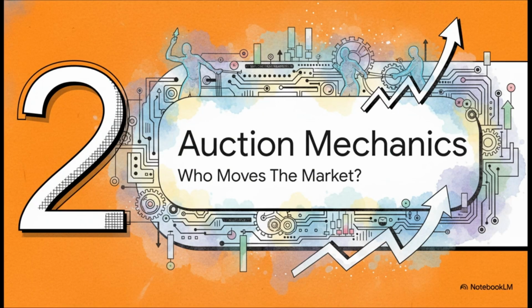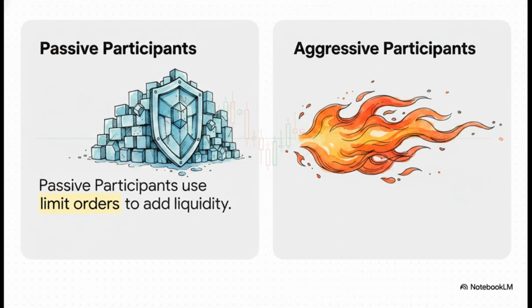Moving to Section 2, Market Auction Mechanics Explained. So the market is driven by two distinct types of participants. First up, you have passive participants. These are the traders placing limit orders, adding liquidity to the bid or the ask. They're essentially saying, hey, I'm willing to buy or sell, but only at this exact price.